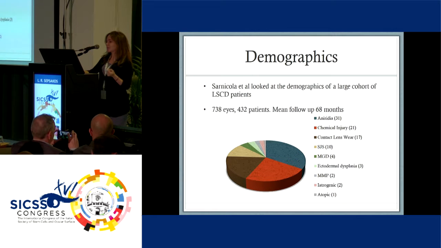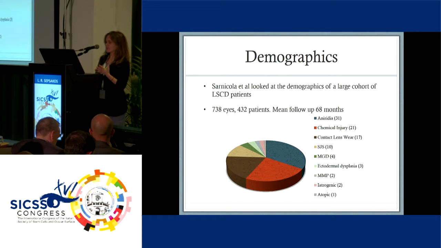Enrique Sarnicola et al. looked at a large cohort of limbal stem cell deficiency patients looking at etiology. There were about 432 patients, 738 eyes, and they found that aniridia had the highest percentage of the etiology at 31%, followed by chemical injury at 21%, contact lens wear at 17%, Stevens-Johnson syndrome at 10%, and the other etiologies were all less than 5%.